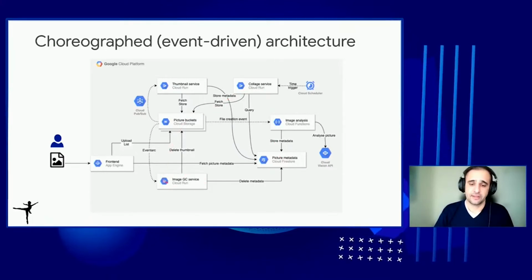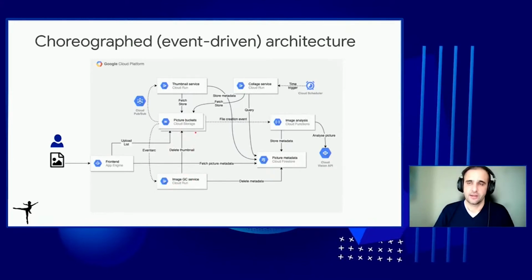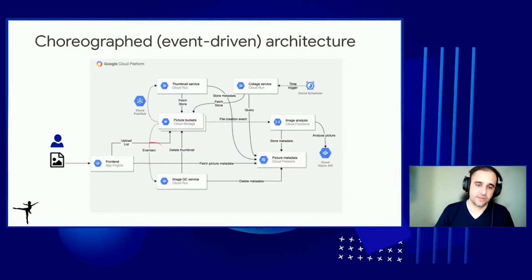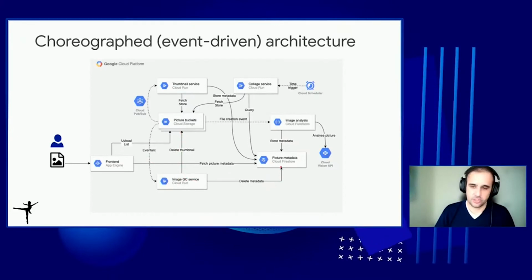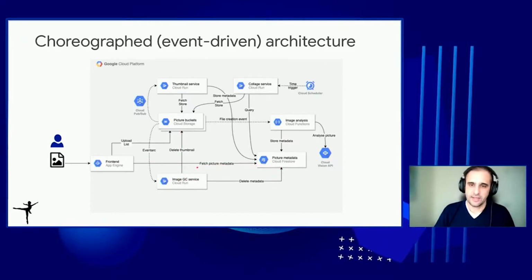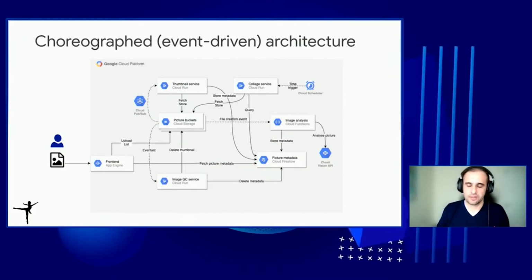And finally, the image garbage collection service is the last service that receives an event when an image is deleted. When an image is deleted, it will receive it through EventArc, another service on Google Cloud for eventing, and it will go and delete the thumbnail of the image, and it will also delete the metadata of the image. Now you can see here that everything is event-driven. The services are loosely coupled, which is great. And services don't know about each other.